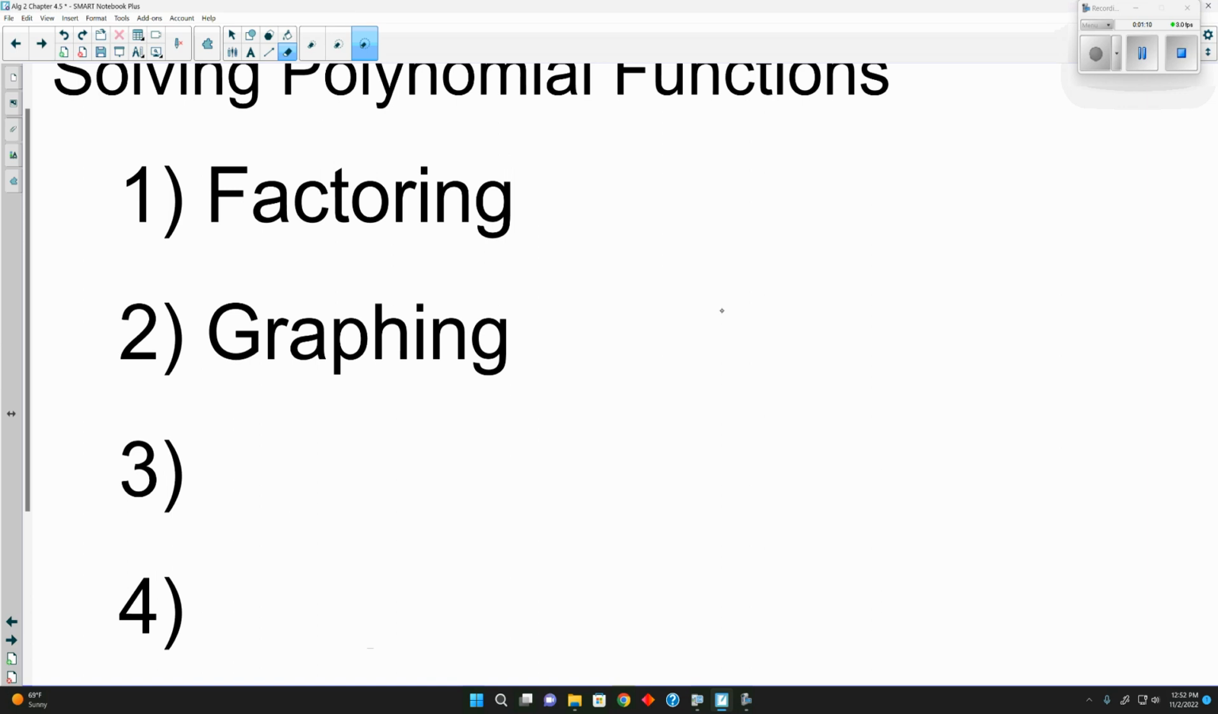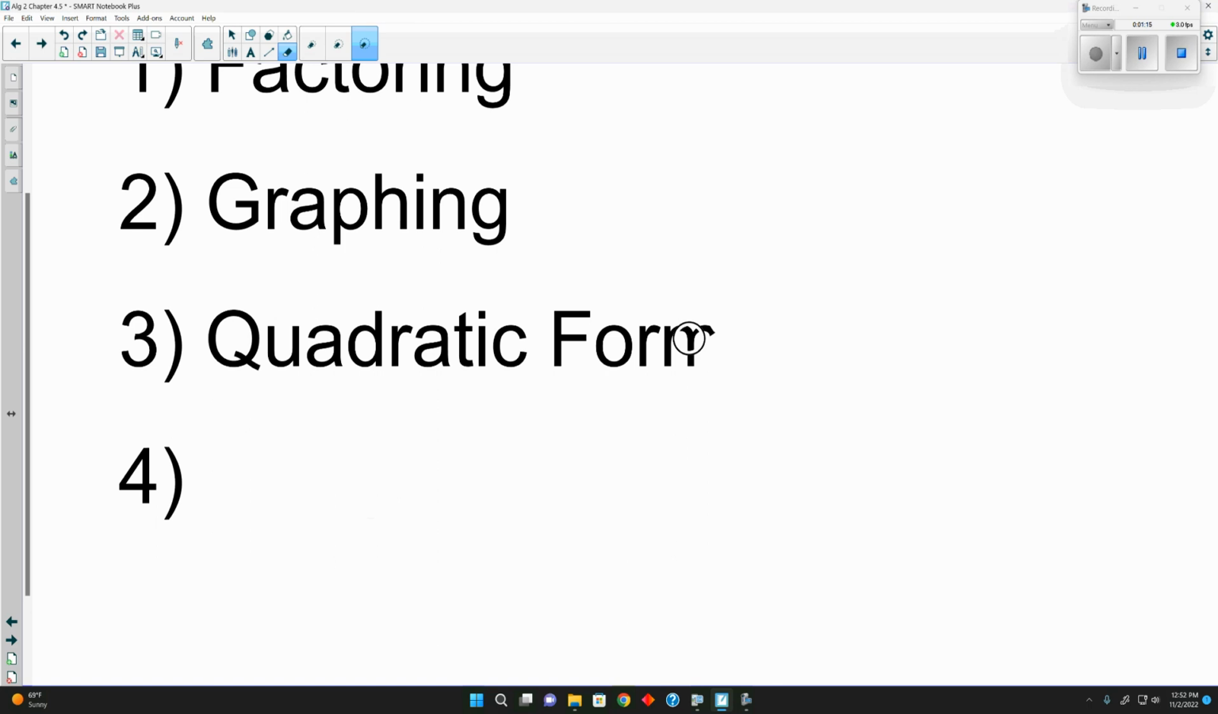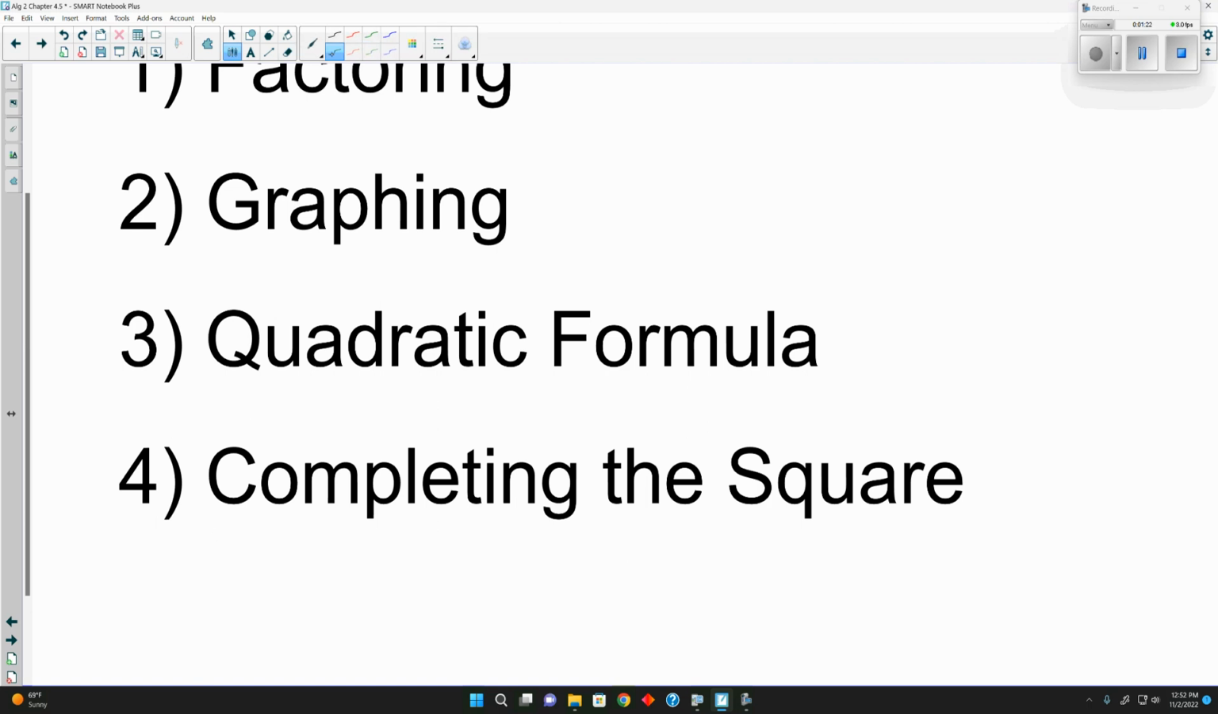Our third method was the quadratic formula, and the fourth method is completing the square. Really, the third and fourth methods do work for a lot of higher degree polynomial functions. However, they need to be set up in a certain way and behave a certain way. Because we could use the quadratic formula on fourth degree polynomial functions.